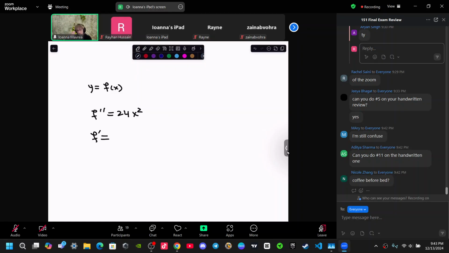So how do I go from a derivative to a less derivative? What do I have to do?